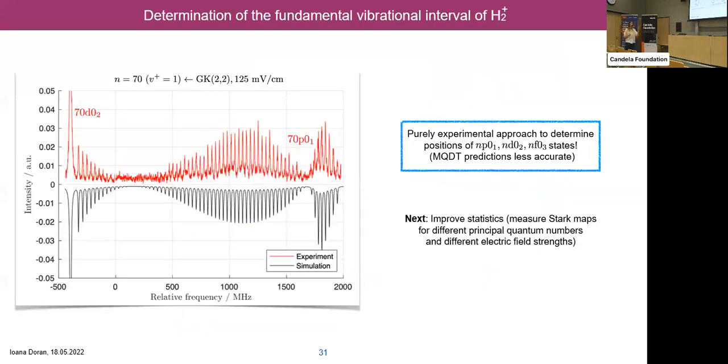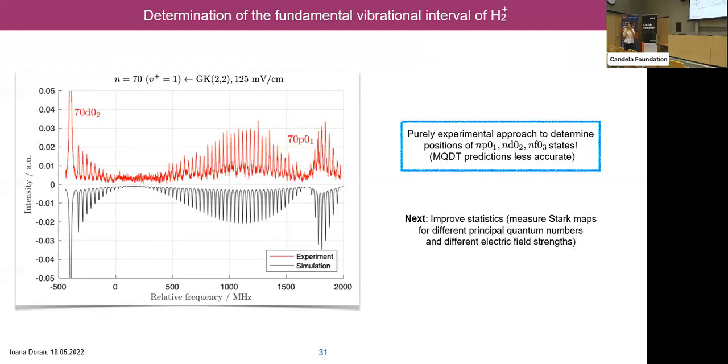This is an example of a spectrum that we observed in the lab. We can see the entire manifold. Again, in red and in black, I displayed the experiment and the simulation. We can see that we already have qualitative agreement. The next step would be to do a weighted position fit as before, and test different values of N and electric fields as before. Here one needs to bear in mind that there is an additional complication, and this is because the MQDT gets less accurate.